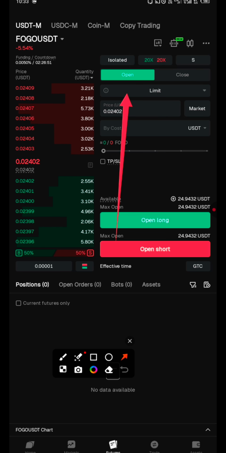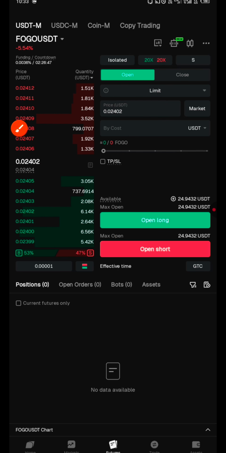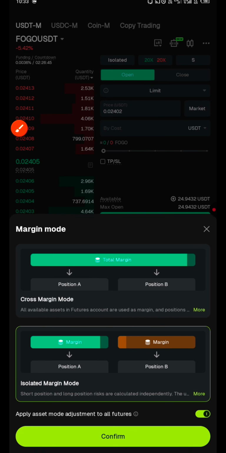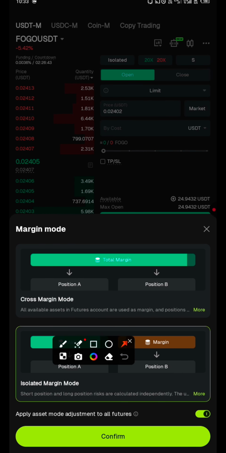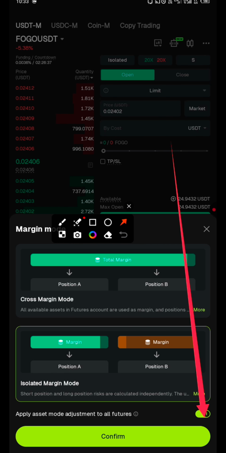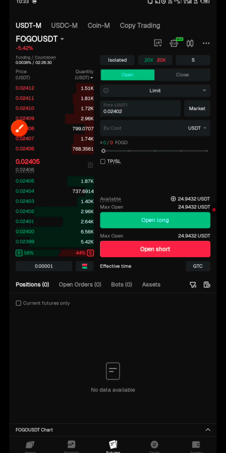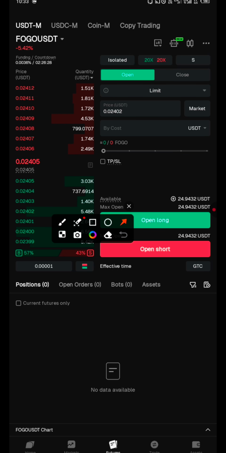The next thing is to come here. Your margin mode will be on cross by default. Tap on it and pick the second one, which is isolated. Put it in isolated, then make sure this button is ticked and click on confirm. Then you come to leverage.